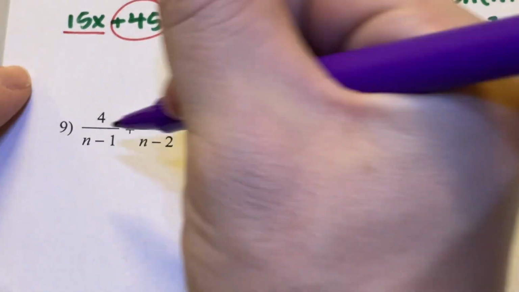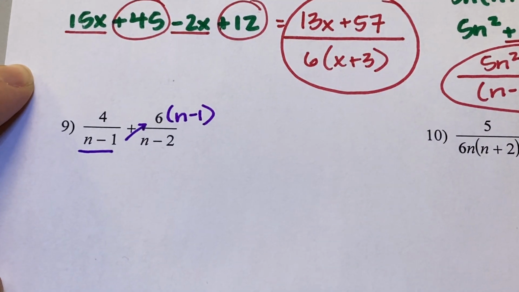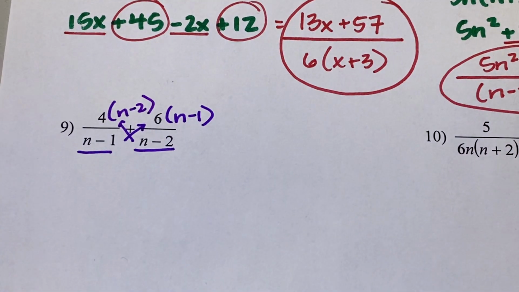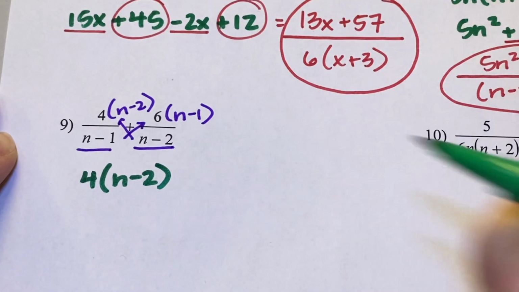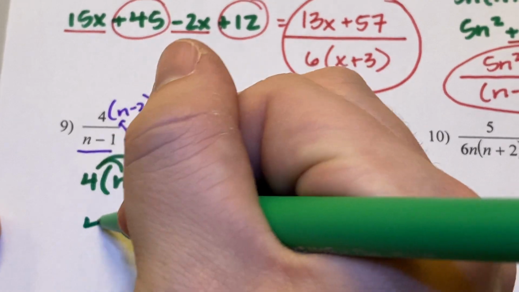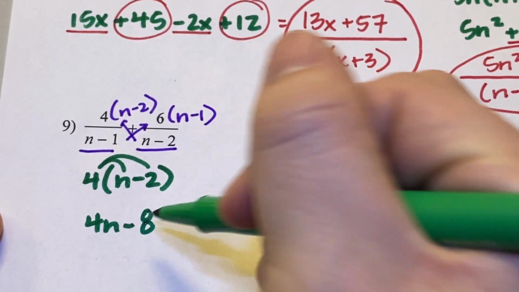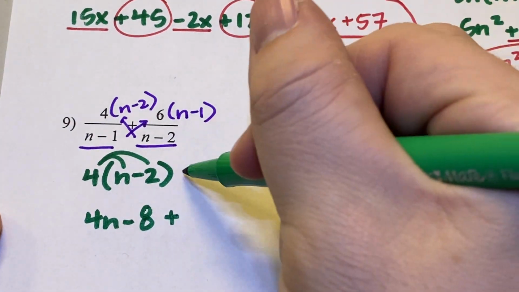Well, our move that makes them the same: take that denominator, multiply it across. Take that denominator, multiply it across. Boom. There's our little move that fixes it. So now we have this first little part, 4 times n minus 2. Let's go ahead and distribute that out. You guys know how to do that. 4 times n? 4n. 4 times negative 2? Negative 8. Beautiful.